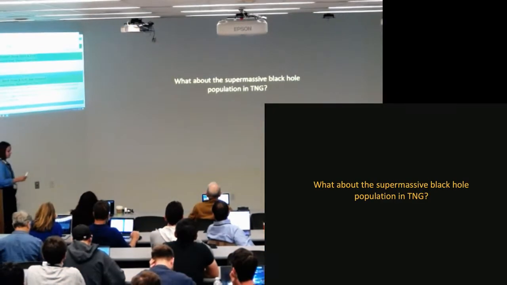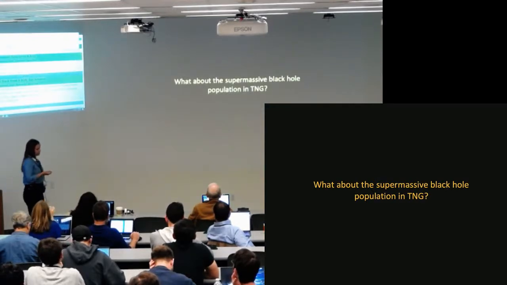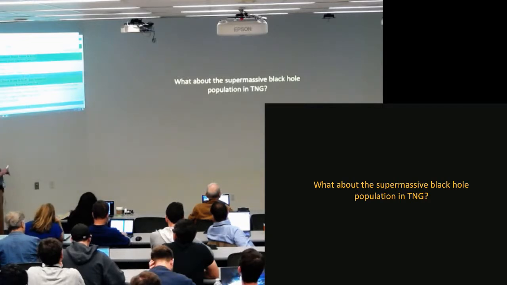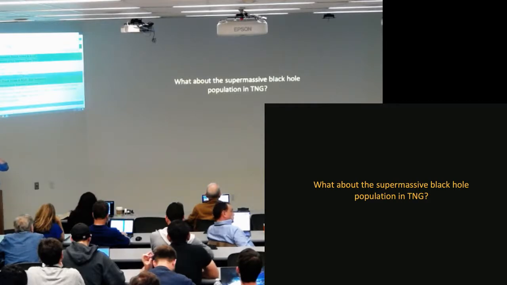Okay, so I've shown you that TNG is actually doing a great job at producing a population of galaxies that is quenched in massive galaxies. So everything's good so far. But what about the population of black holes in TNG?